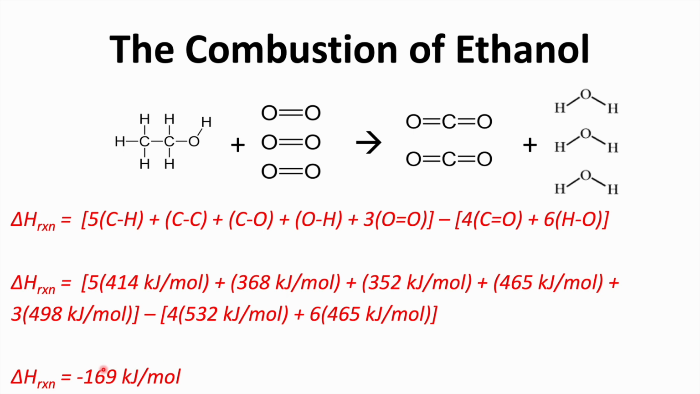When we are able to work all that out, we should get a heat of reaction equal to negative 169 kilojoules per mole. And it should make sense that this heat of reaction is negative, because we said the combustion of ethanol releases energy, so it is exothermic. Exothermic, releasing energy, is going to end up with a negative heat of reaction.